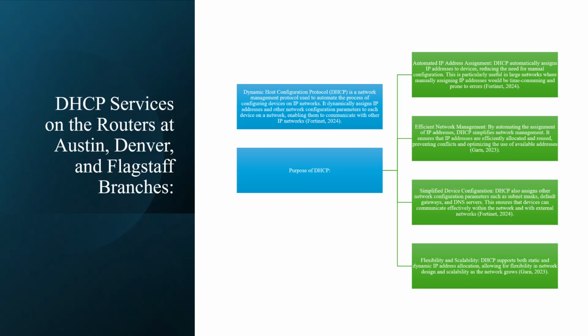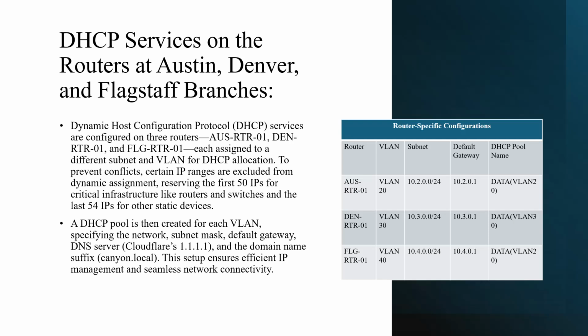Woodcraft. DHCP optimizes network efficiency by dynamically allocating and reusing IP addresses, preventing conflicts, and ensuring optimal resource utilization. And the protocol also offers flexibility and scalability by supporting both static and dynamic address allocation, allowing networks to expand efficiently while maintaining effective IP management.